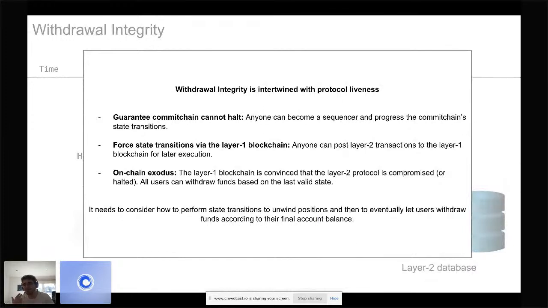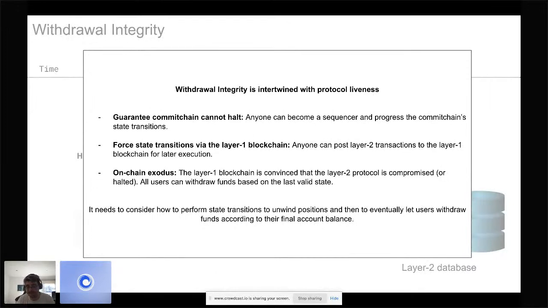Withdrawal integrity is sort of intertwined with protocol liveness. So the first one could be, we just guarantee the commit chain can never halt. Anyone can be a sequencer, and anyone can post checkpoints, etc. Although that comes with its own bag of problems. The second one is, why don't we use the layer 1 blockchain to force state transitions? So anyone could post their layer 2 transaction to Ethereum, and then Ethereum will force this transaction to be processed later on. The idea is that Ethereum forces the layer 2 transaction to be executed. And that's actually a really cool way to solve the problem.